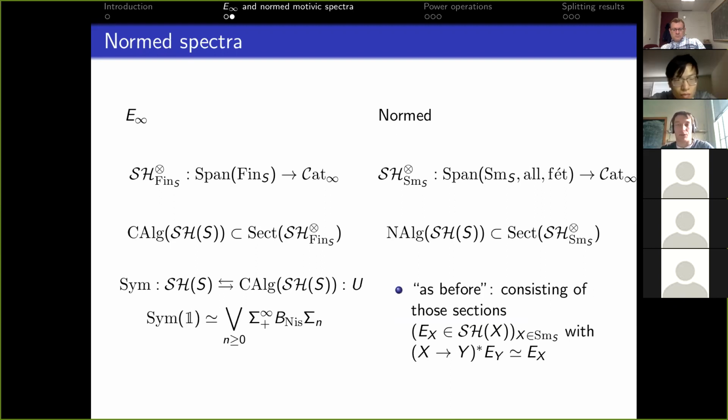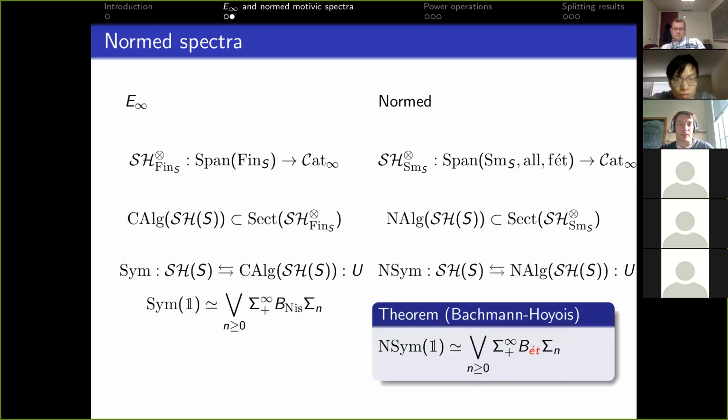So the N stands for normed. And this category is supposed to be an improvement of the category of E-infinity ring spectra. For example, there's a forgetful functor from NH to CH. And then, of course, we can further forget down to just motivic spectra. And again, for formal reasons, there's a left adjoint, which is denoted NSIM. You can see we have a clever naming convention there.